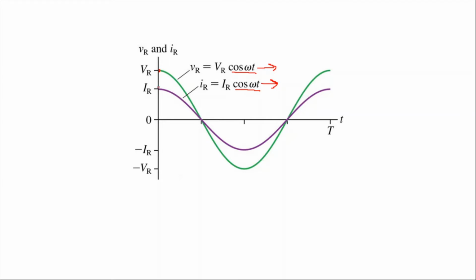They are going to be maximum at the same time. When the current is maximum, voltage is also maximum. They are going to be zero at the same time. They are going to be minimum, but at different values, at the same time, zero at the same time, maximum at the same time. So briefly, we say that voltage and current are in phase in an AC circuit.